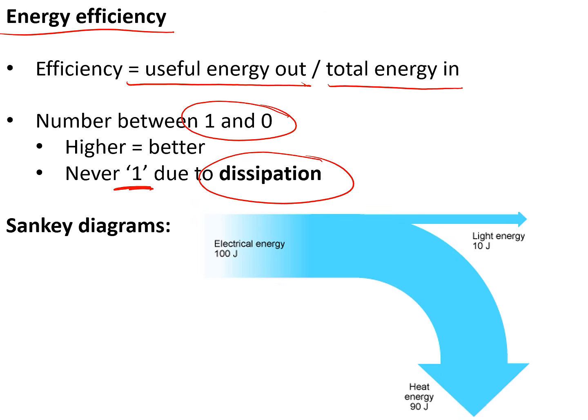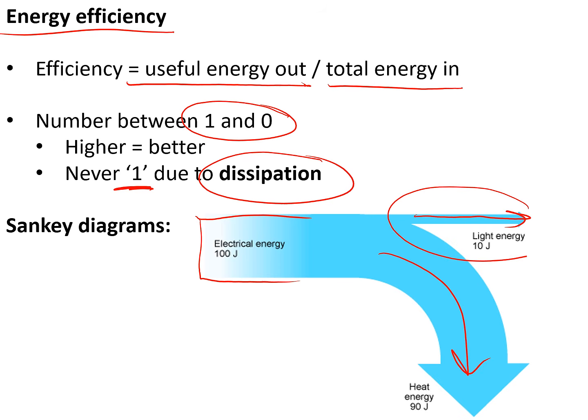And we can show that using a Sankey diagram, where the thickness of the arrow represents the amount of energy. So in this case, 100 joules of electrical energy makes 10 joules of light and 90 joules of heat. The arrow here is thin because 10 joules is much less than 90 joules.